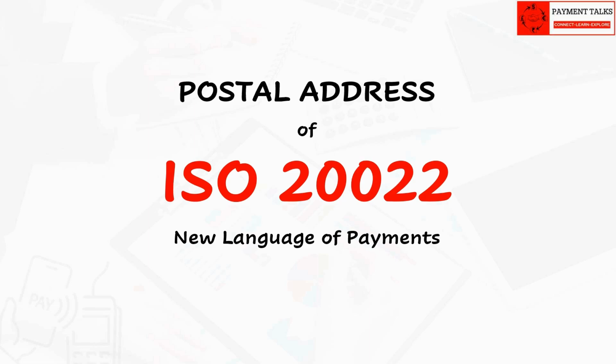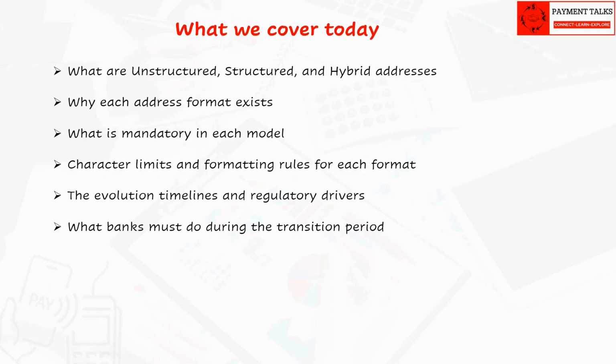To bridge the gap between legacy practices and the target state, the industry, through the Payments Market Practice Group (PMPG), introduced a hybrid postal address model. This article explains what unstructured, structured, and hybrid addresses are, why each exists, what is mandatory in each model, character limits and formatting rules, the evolution timeline and regulatory drivers, and what banks must do during the transition period.